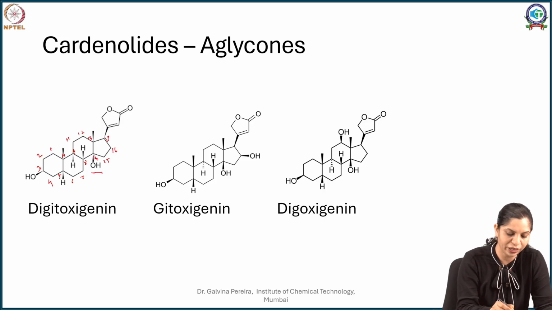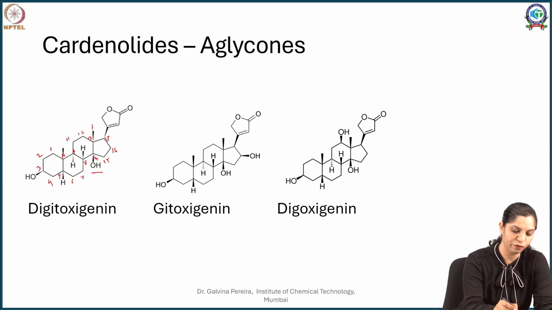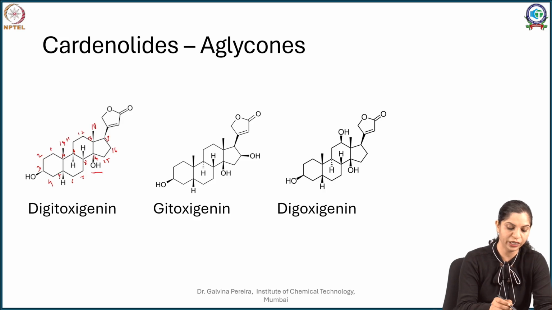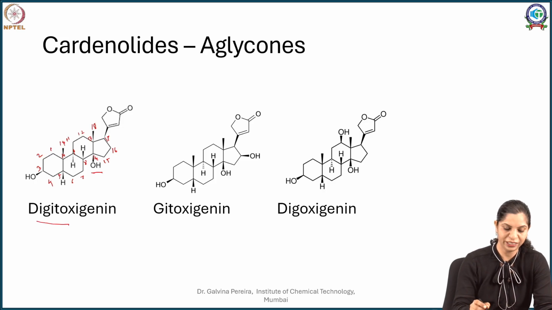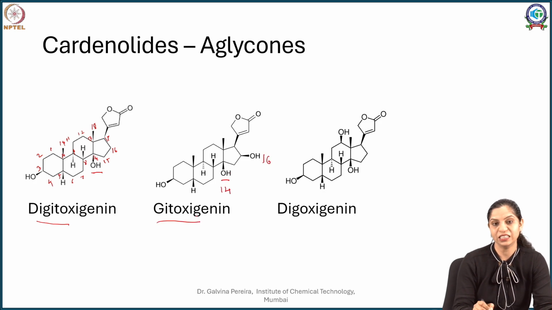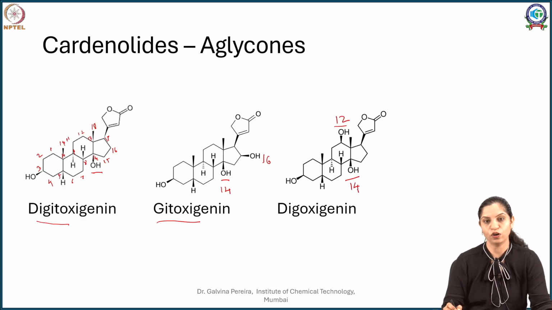So, in case when you have a hydroxy at 14 position, now apart from 17 you have your 18, 19 as well. So, total 19 carbons in the steroidal moiety, but whenever a hydroxy is present at 14, we call it digitoxygenin. Whenever the hydroxy is present at the 14 and 16th carbon, you call it gitoxygenin, and whenever it is present at 12 and 14, you call it digoxygenin.